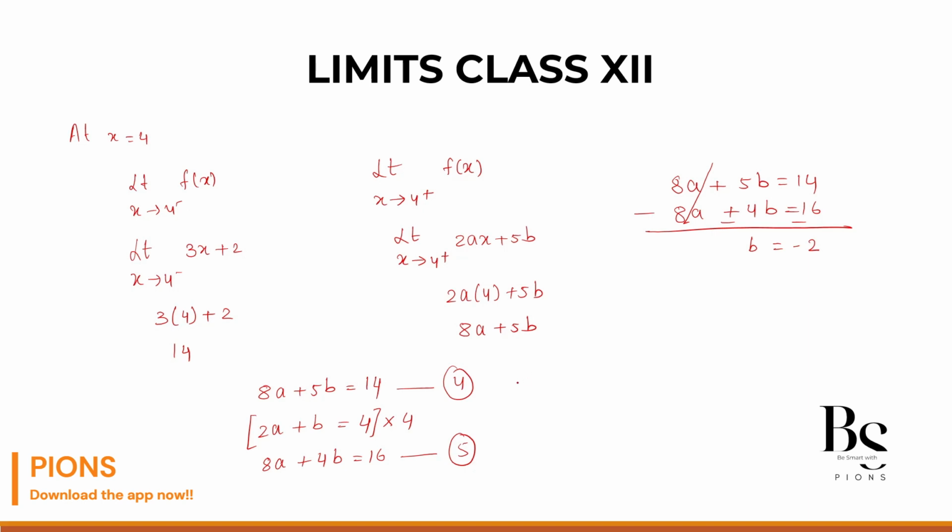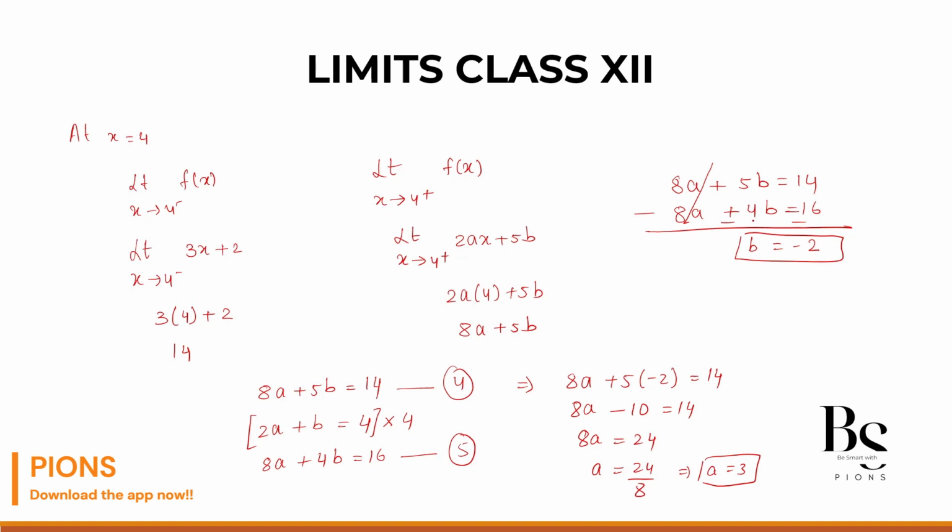Let's substitute this b in our equation number 4. So equation number 4 will give you 8a plus 5 into minus 2 equals 14, or 8a minus 10 equals 14, and 8a will be equal to 24. So a will be equal to 24 by 8, which is equal to 3. So a is 3 and b is minus 2.